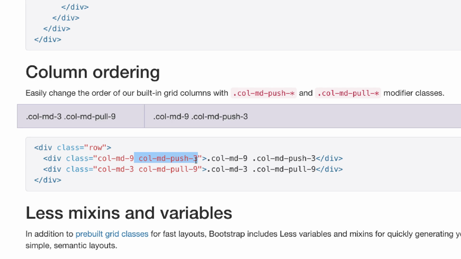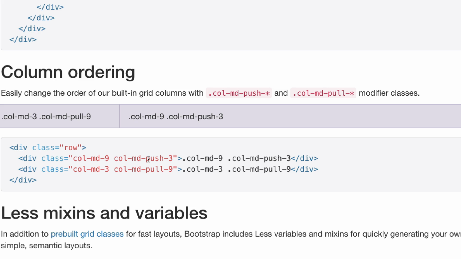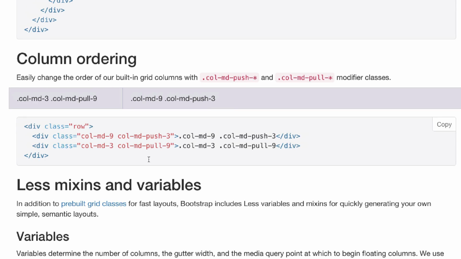So in this example, without these push and pull classes, the 9 width column would appear first, followed by the 3. You add the push and pull classes, and it simply reverses the order of those columns. So I'd say that's fairly rare that you need to come across that. Mostly you could just reorder the code so that it appears in the correct order, but there may be a situation where you want to do that.